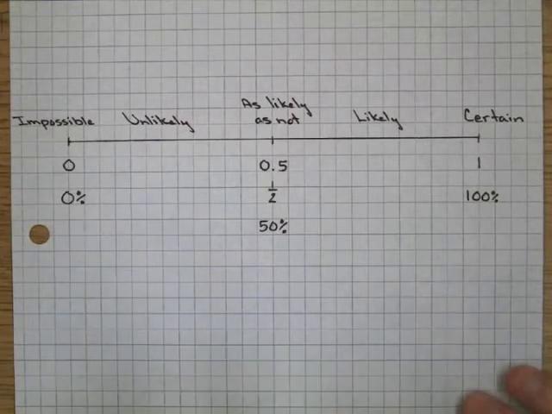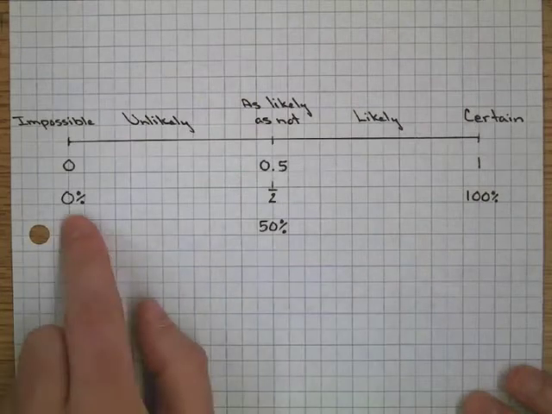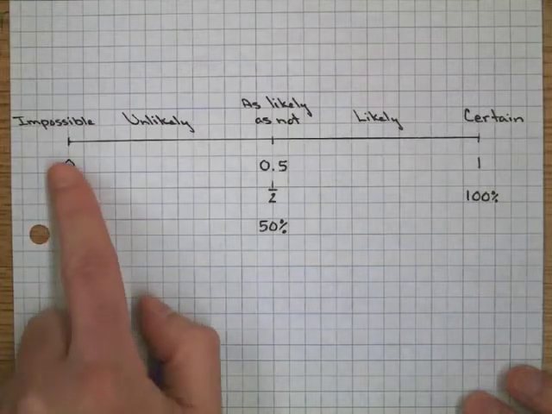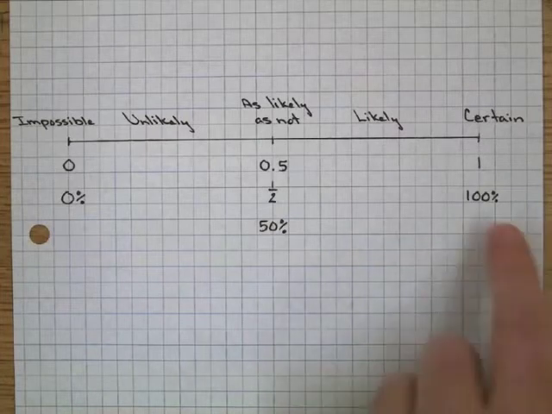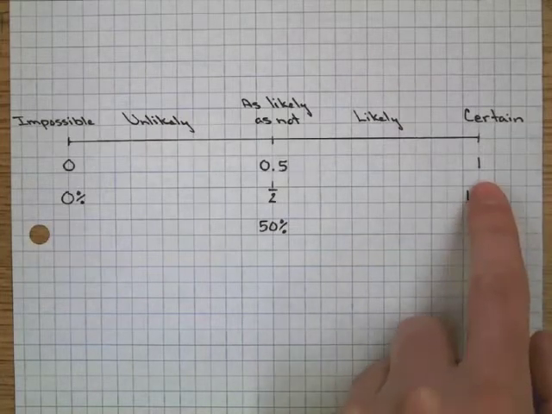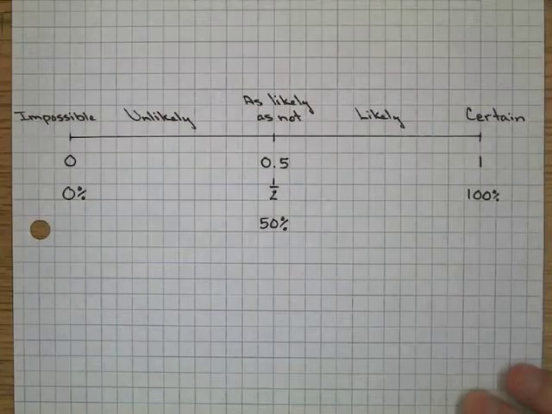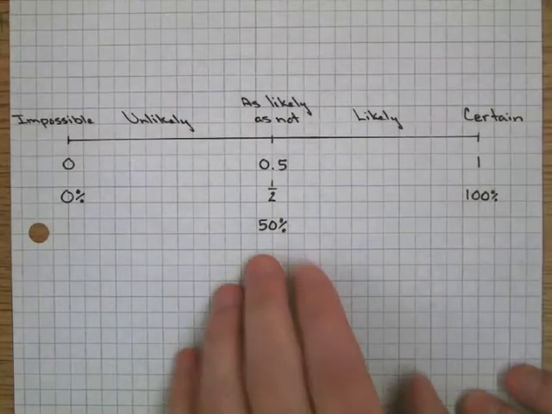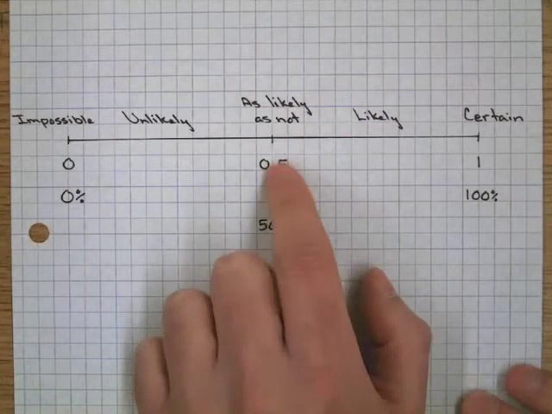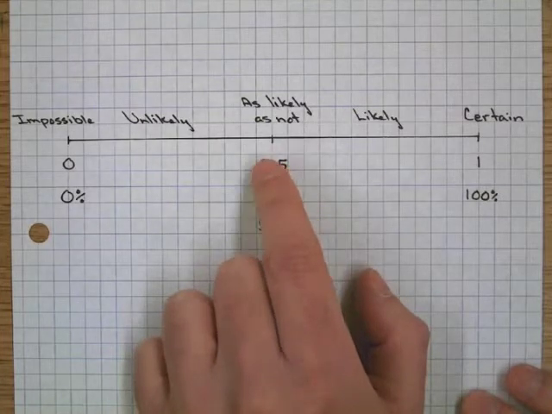We give terms to these different places between 0 and 1. If something has a 0 chance of happening or a 0% chance of happening, we say that it's impossible. There's no likelihood that it will happen at all. It's never going to happen. If something is a 100% chance or 1 whole, we would say that it is certain. It is absolutely going to happen every single time. In the middle, it's as likely to happen as to not happen, and you'll often hear this referred to as the 50-50 chance. It's just as great a chance for it to happen as to not happen.